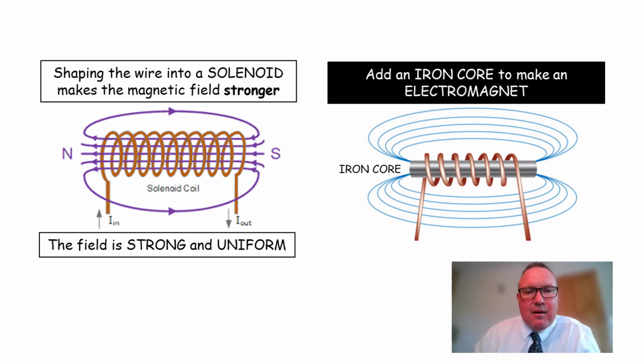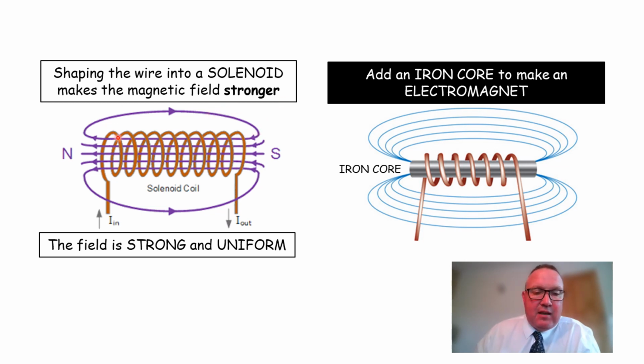Now, if we make a piece of wire into a magnet, its magnetic field is very weak. So to make a better magnetic field, we turn the wire into a coil shape. Now, if we twist a wire into a coil and put an electric current down it, we've made a shape called a solenoid. A coil of wire is called a solenoid. And making the wire into this coiled solenoid shape makes the magnetic field much stronger.